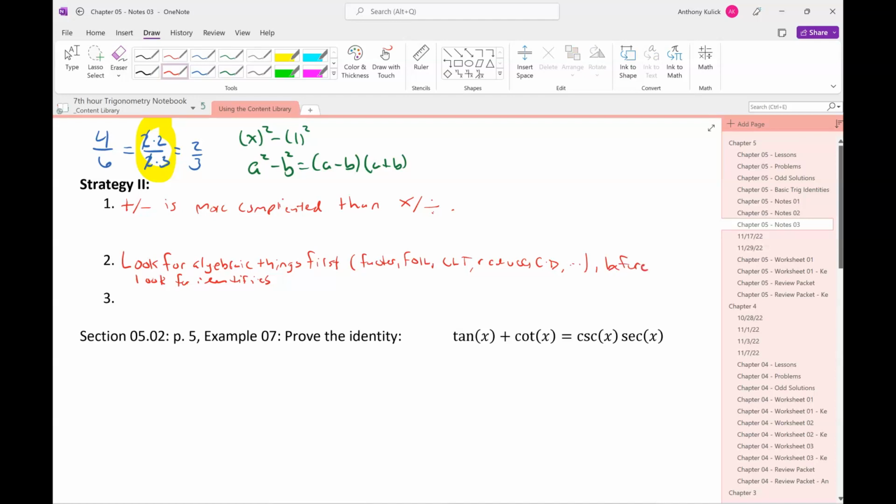So in general, we want to look for algebraic things to do first before looking for identities. So again, algebraic things: factor, FOIL, combining like terms, reduce, common denominators, things like that.